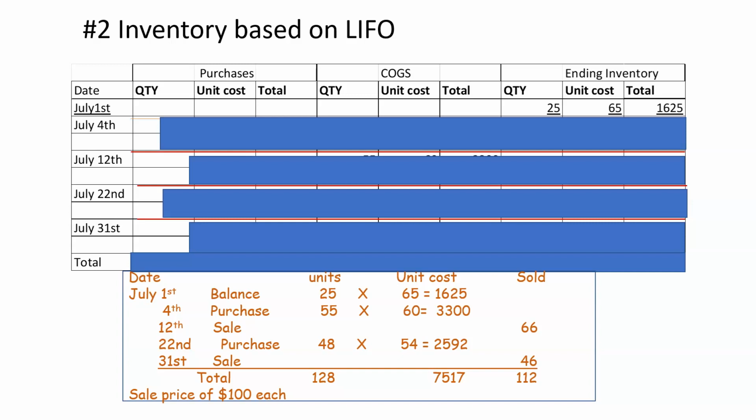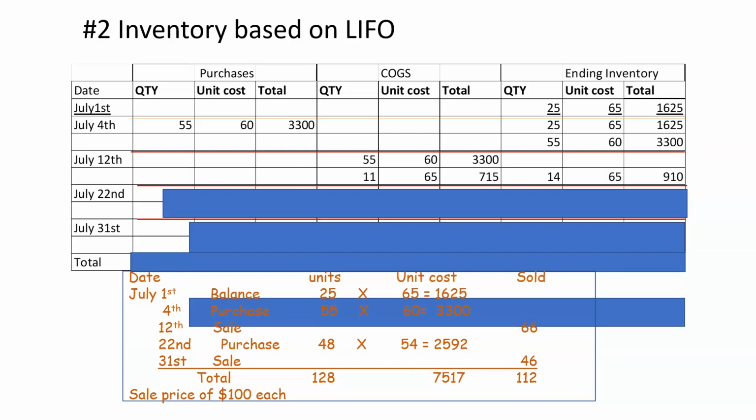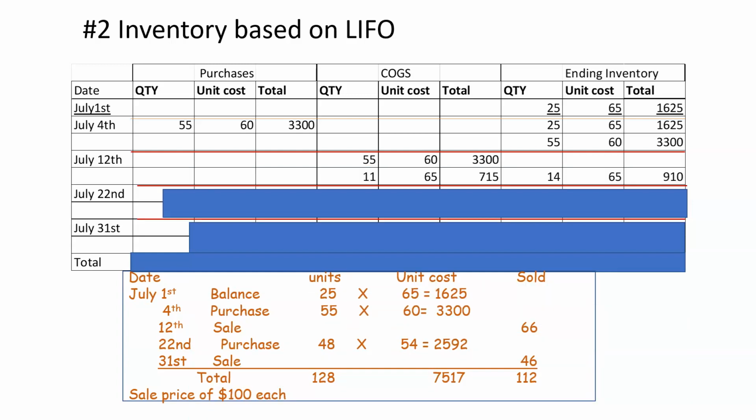Now let's do it with LIFO. We've got our units. We're adding them in as we buy them. But the difference is we're going to take our most recent units. And so since we sold 66, we're going to take 55 at the most recent price because that's all we have. We only have 55 units. You can only take as many units as you have at that price. And then we're going to take 11 at the older price, leaving us 14 at the older price.